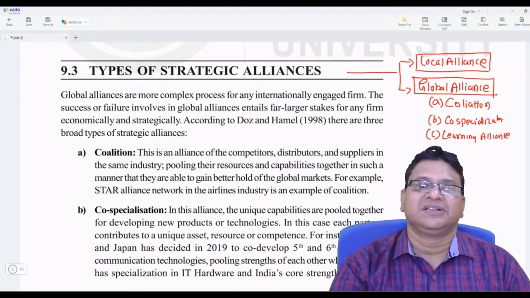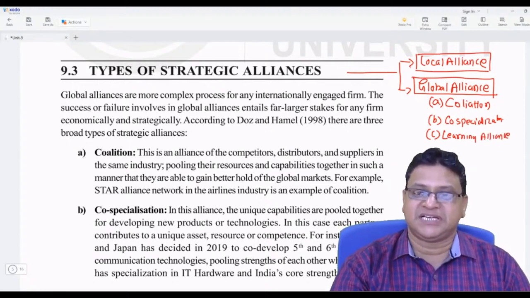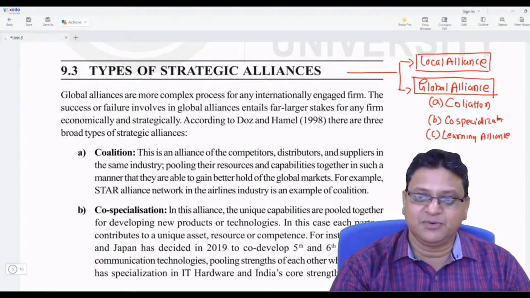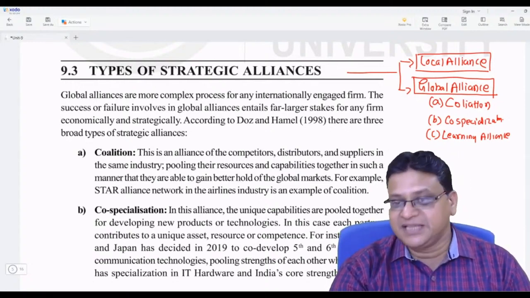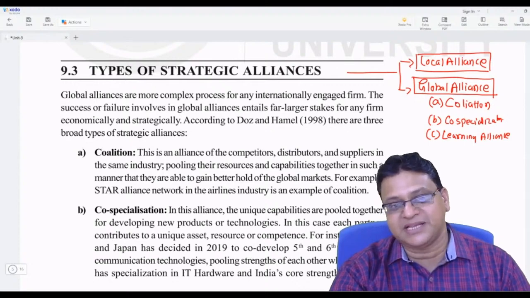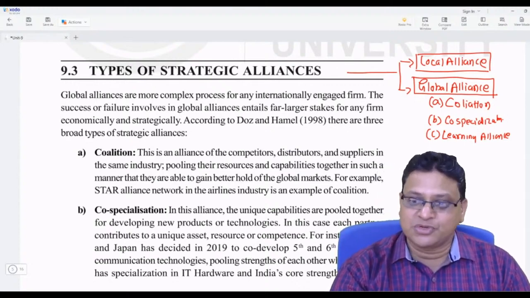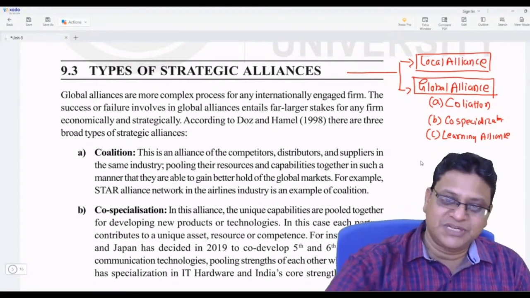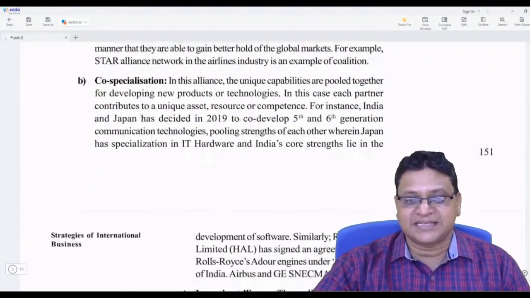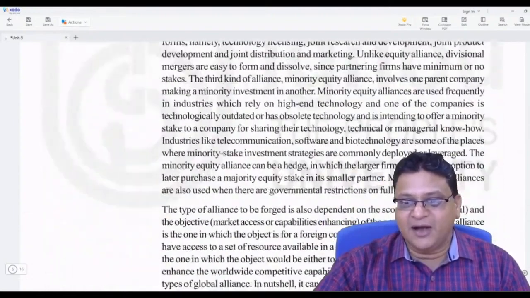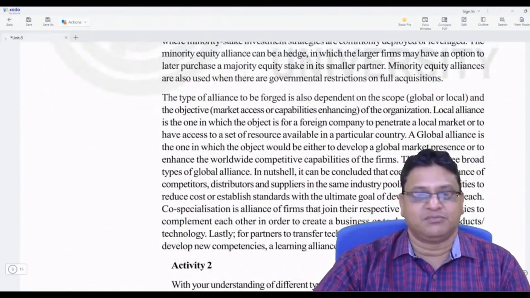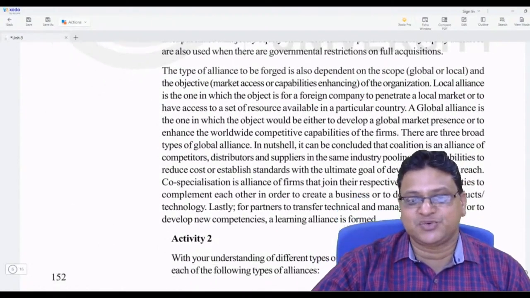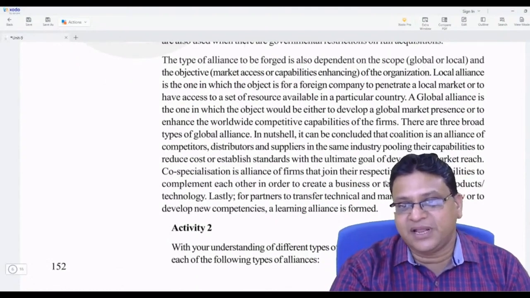So we will discuss these types of strategic alliance one by one. First we will discuss what is a local alliance, then what is a global alliance, and then in the context of global alliance what is coalition, what is co-specialization, and what is learning alliance, one by one. So first, what is a local alliance, and how is a local alliance formed?